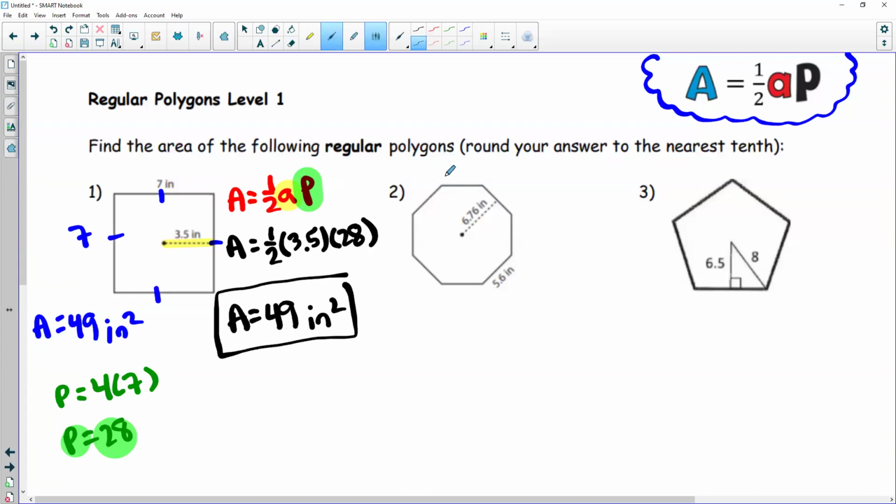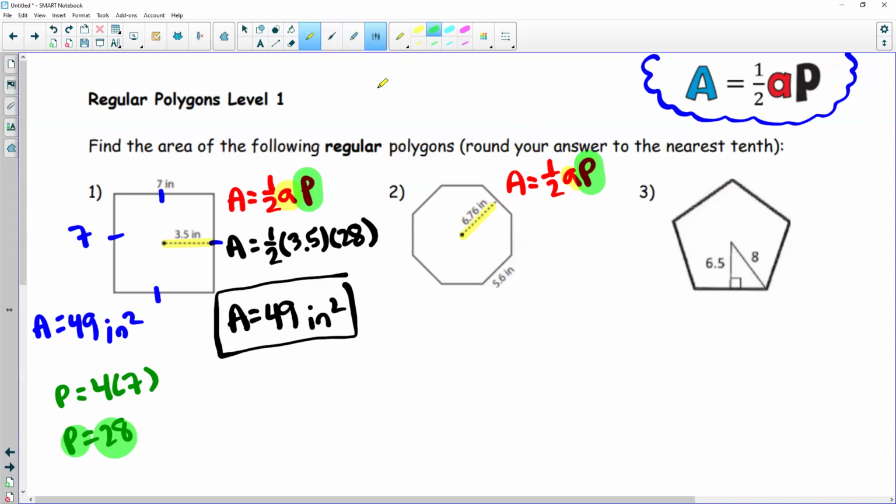Let's look at number 2. Number 2, we're working with the same idea that this is a regular polygon. And if we look here, this has 1, 2, 3, 4, 5, 6, 7, 8 sides. This is a regular octagon. So our formula to find the area of a regular polygon doesn't matter if it's an octagon, a pentagon, hexagon, doesn't matter. If it is a regular polygon, we can find the area by taking 1/2 apothem times perimeter. Well, your apothem is located right here. That is our apothem, lowercase a.